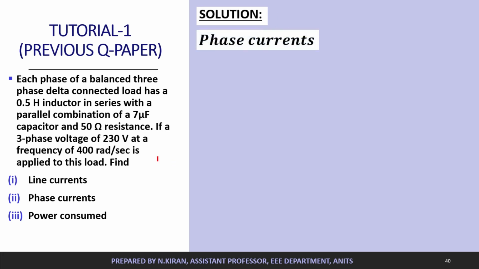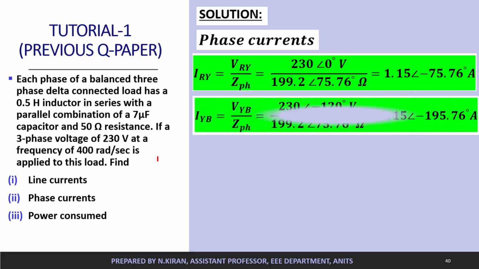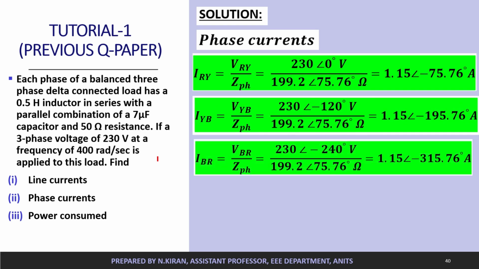So line currents and phase currents. Phase current I is equal to V by Z. So IRY is nothing but VRY by Z phase. We know the values for VRY as well as Z phase. Just substituting in the formula, we will get the values for IRY, similarly for IYB as well as for IBR. So these are the values for phase currents.